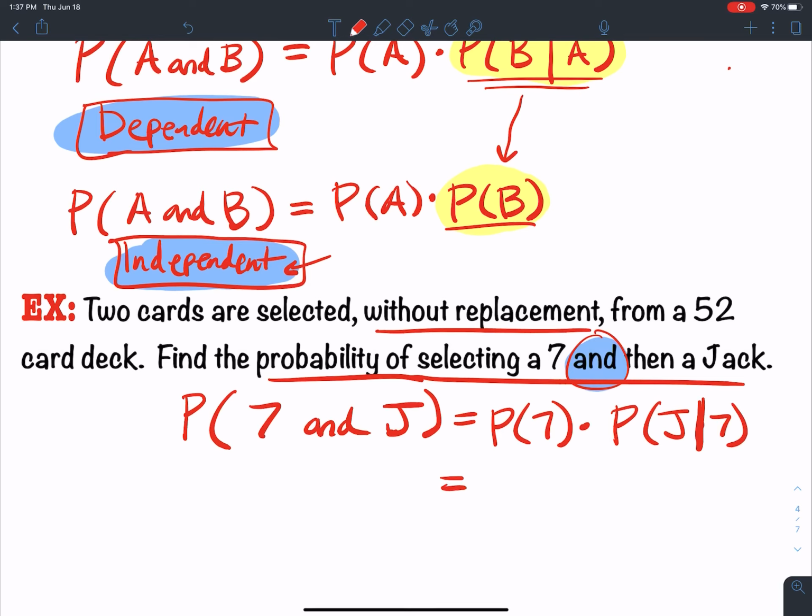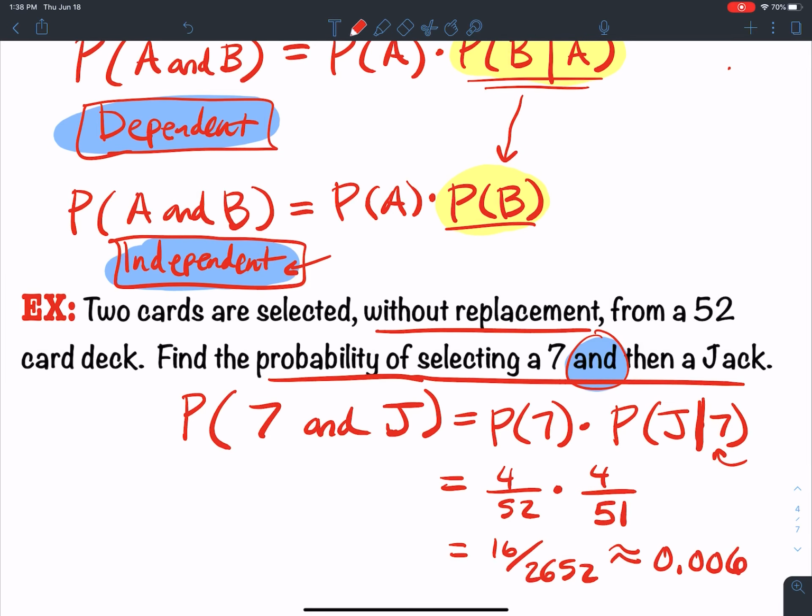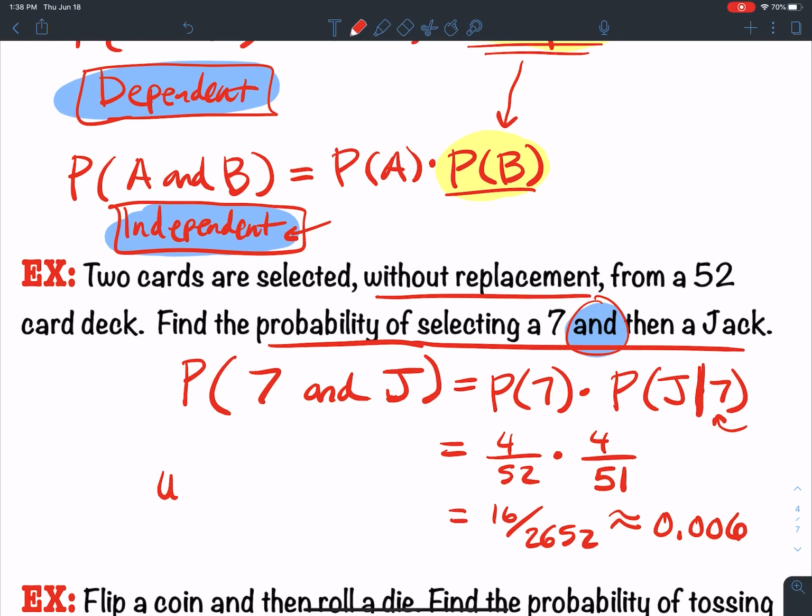Okay, so the probability of drawing a 7 is 4 out of 52. And then multiply by the probability of drawing a jack, which is 4 out of, and then given I just drew a 7, that means there's one less card in the deck, so out of 51. And so that, my friends, is the probability there. Okay, and so when I do this, I get 16 out of 2652, which is roughly 0.006. And that is very unusual. It's very unusual to be able to say, look, I'm going to draw a 7, then I'm going to draw a jack. That'd be pretty hard to do.